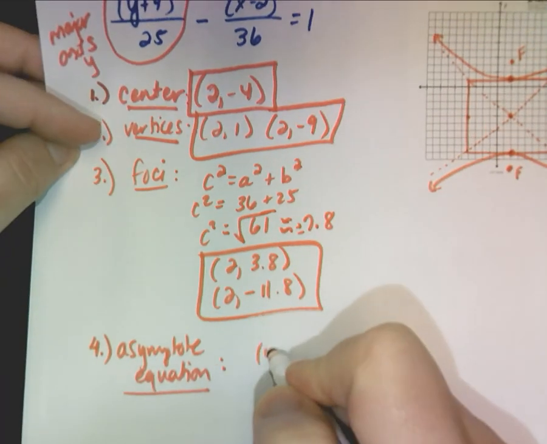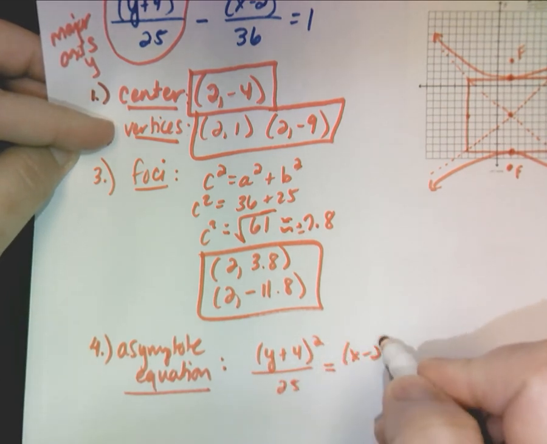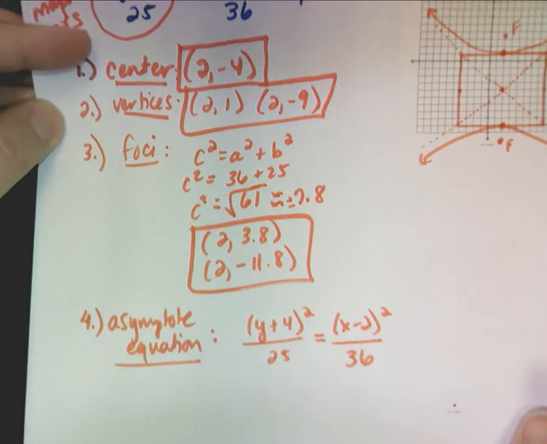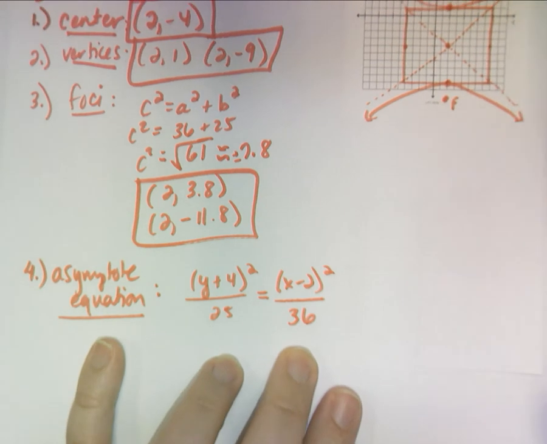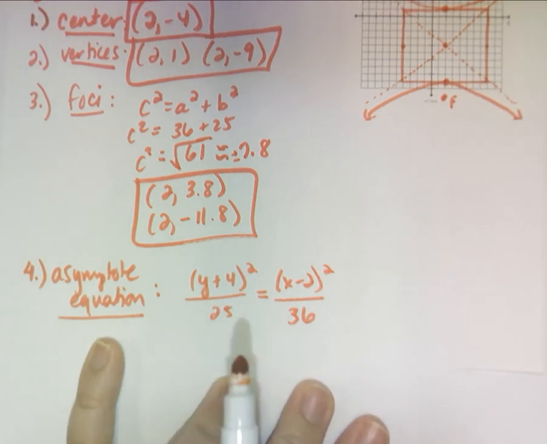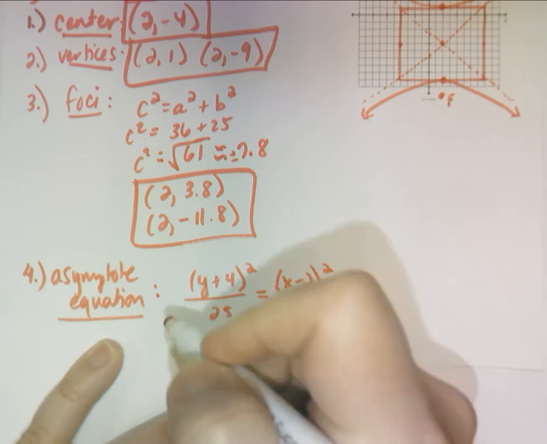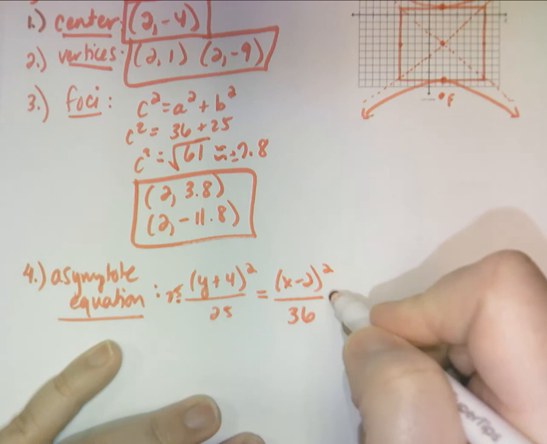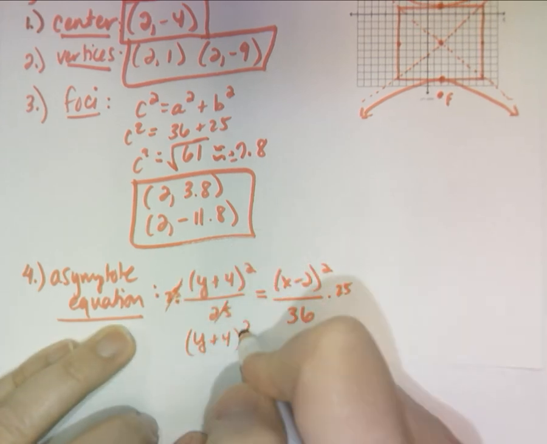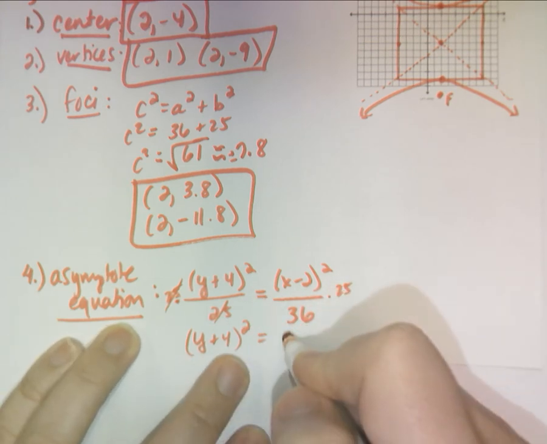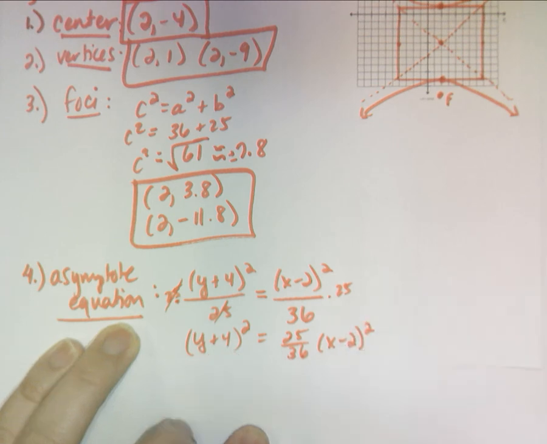So you're going to rewrite y plus 4 squared over 25 equals x minus 2 squared over 36. Don't worry about negatives or positive. Just put both of those fractions equal to each other. Okay? Now, solve this equation for y. You're like, I don't know how to do it. Crisscross multiply. Multiply by 25 on both sides. So you would get y plus 4 squared equals, I'm going to put the 25 in front, over 36 times x minus 2 squared. Okay?